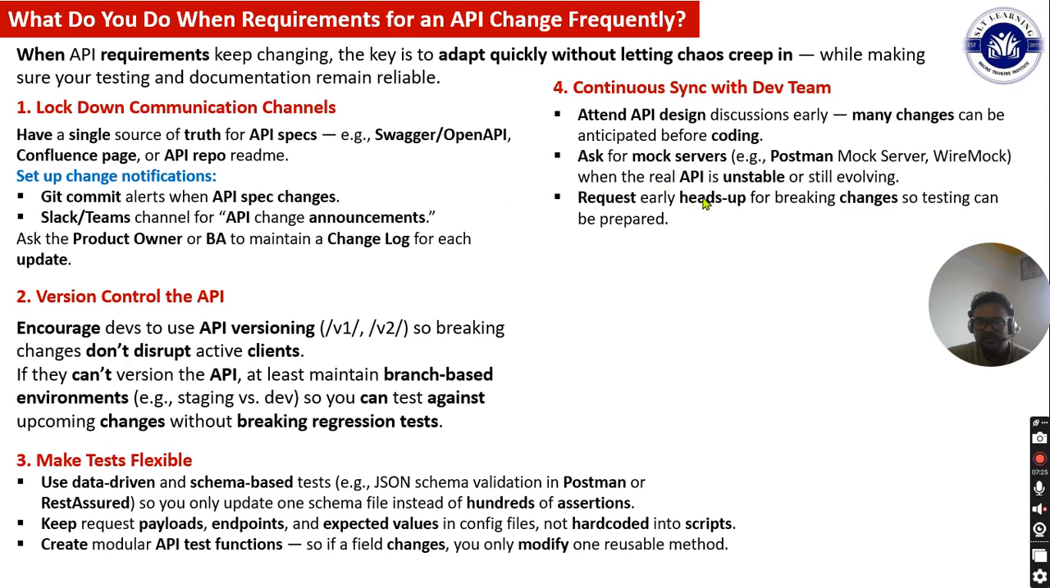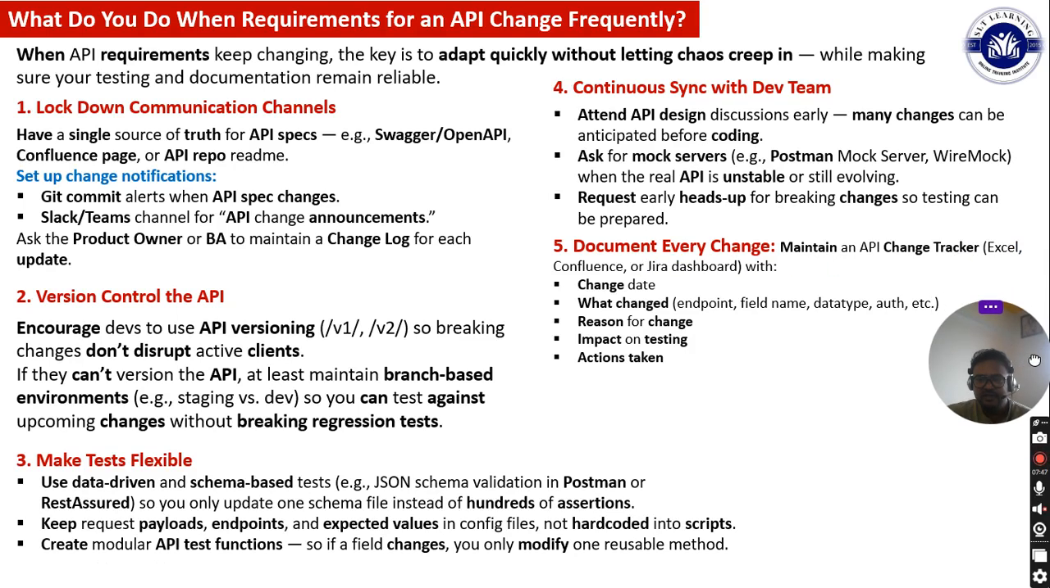So request an early heads-up for breaking changes so you can start your testing and you can prepare the testing in a better way. So continuous communication with the dev team or the business team will always be necessary in this kind of thing. So if any API is getting changed, you will remain updated well before, and you can maintain your test case or update your test case accordingly. Okay.